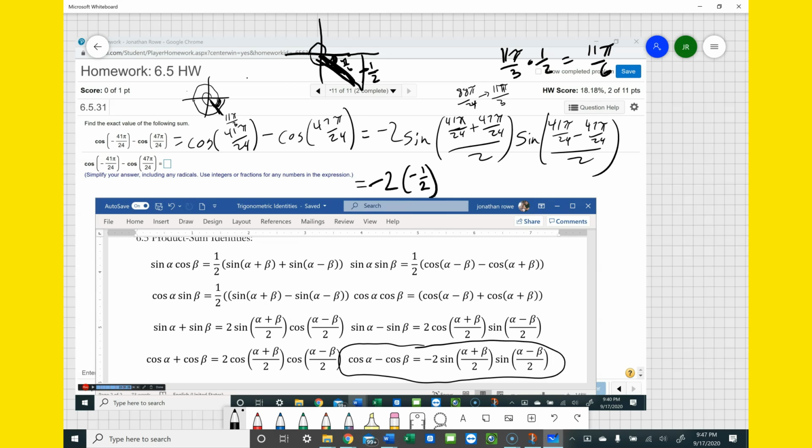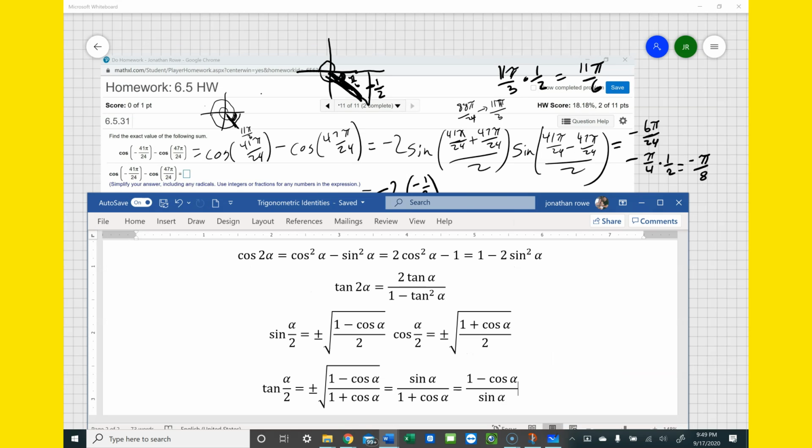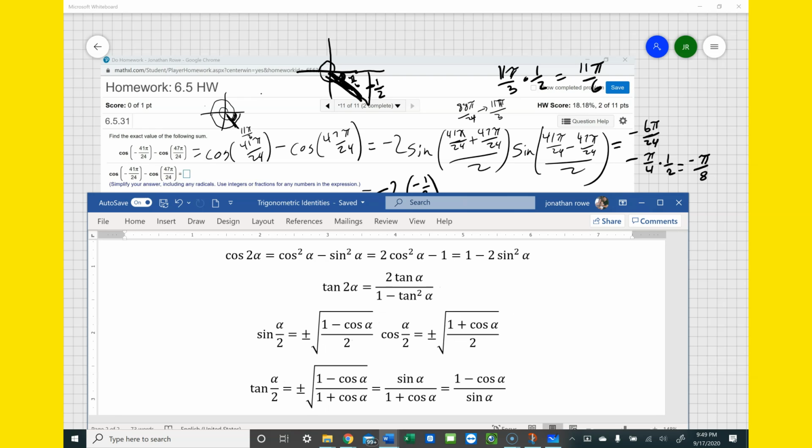Now let's work on this part. 41 minus 47, that's negative 6 pi over 24, which reduces to negative pi over 4. Now divide that by 2, which is the same as multiplying by 1/2. That's negative pi over 8. And now I think, all right, this is very complicated.